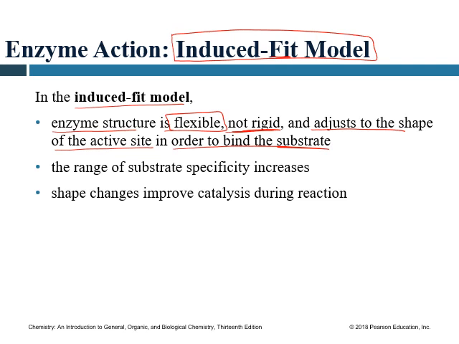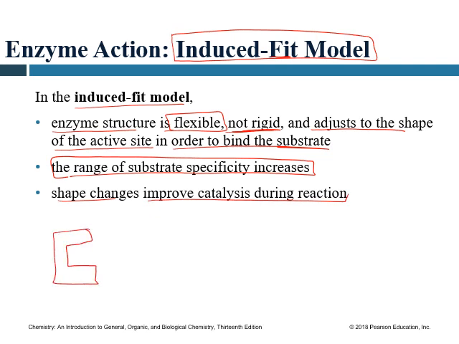Here the active site shape can be flexible and can adjust according to the shape of the coming substrate, right? And because of this, the range of substrate specificity increases, and the shape change improves catalysis during the reaction. So for example, this is your enzyme, and this is your active site. This active site has a shape that is something squarish, right? So if this enzyme is close to a substrate which is not squarish, but let's say circular, this is your substrate.